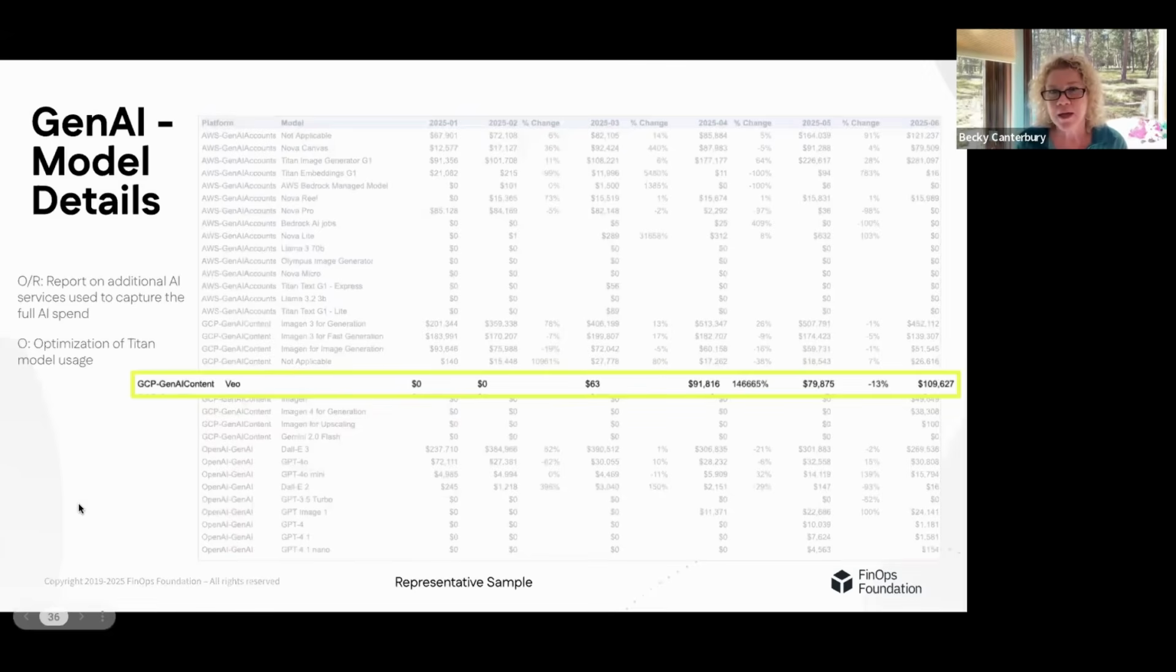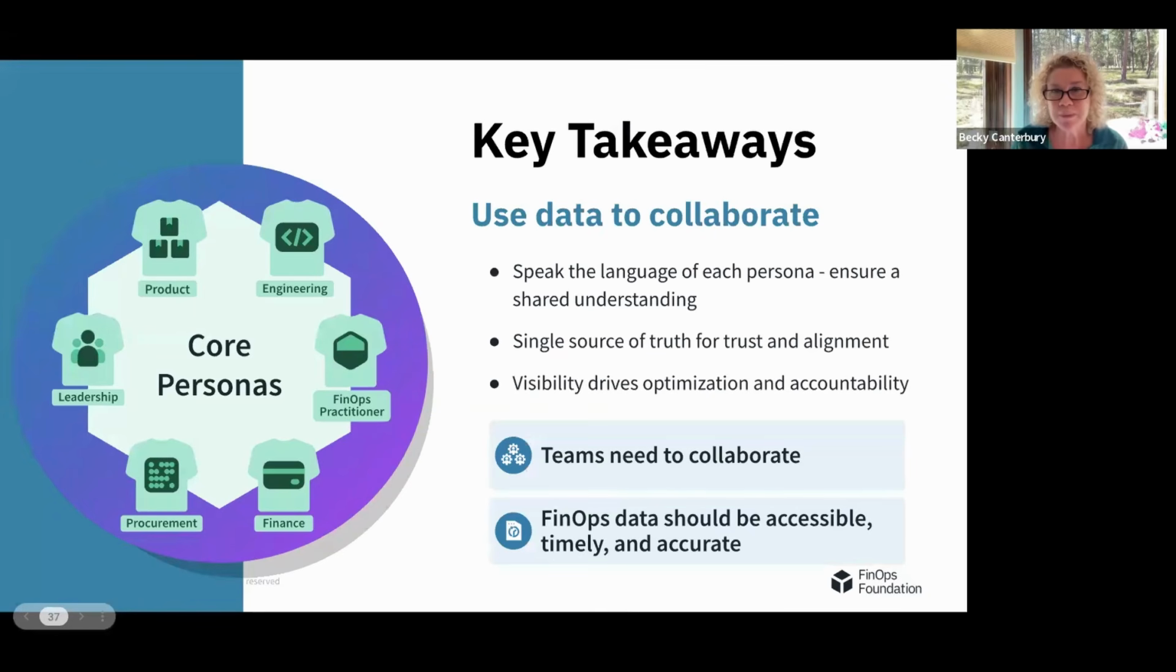So a key takeaway here is speak the language of each persona. That is how you're going to make a lot of impact when it comes to reporting. So whether you're in engineering or you're in finance or you're in a different role, you need to be able to speak the language of the person and the group you're talking to. Make sure you're providing the information that's appropriate for engineering, because that's not appropriate necessarily for an executive. So make sure you're tailoring your reports to meet the needs.